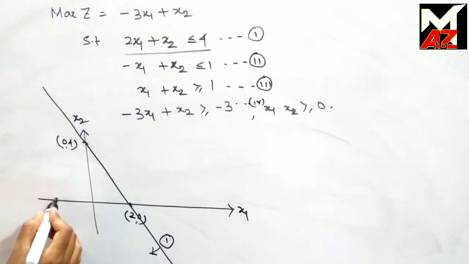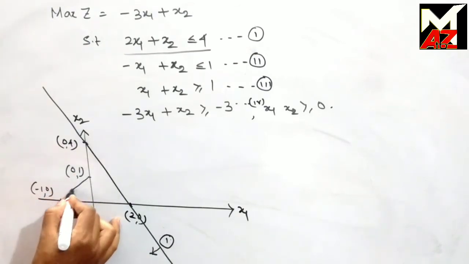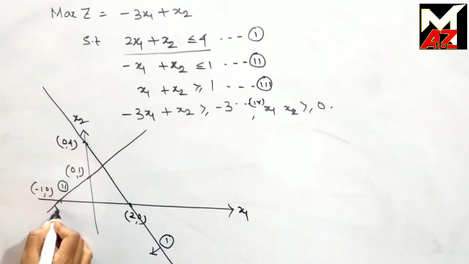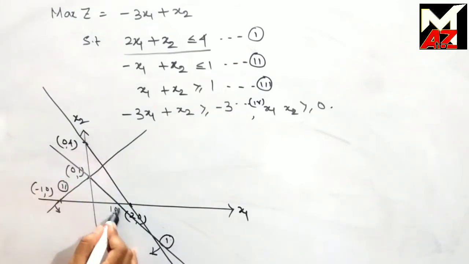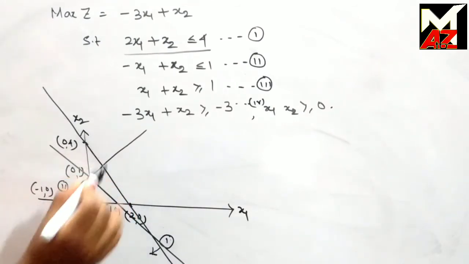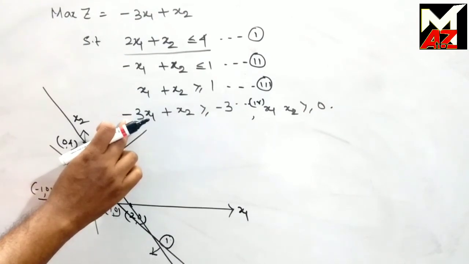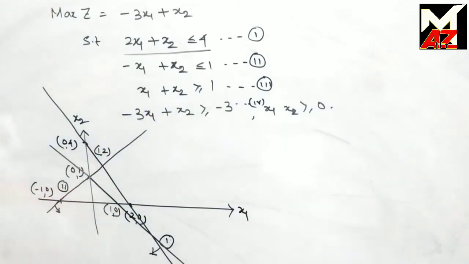Second is this, minus 1, 0, and this is 0, 1. So this is line 2 and the region is along the origin, and the third line is like this. This is (0, 1) and (1, 0), and if we find the intersection of first and second, then we get the intersection as (1, 2). And the last line is x1 by 1 and x2 by minus 3, that is this, this type of straight line, and this is the last straight line.